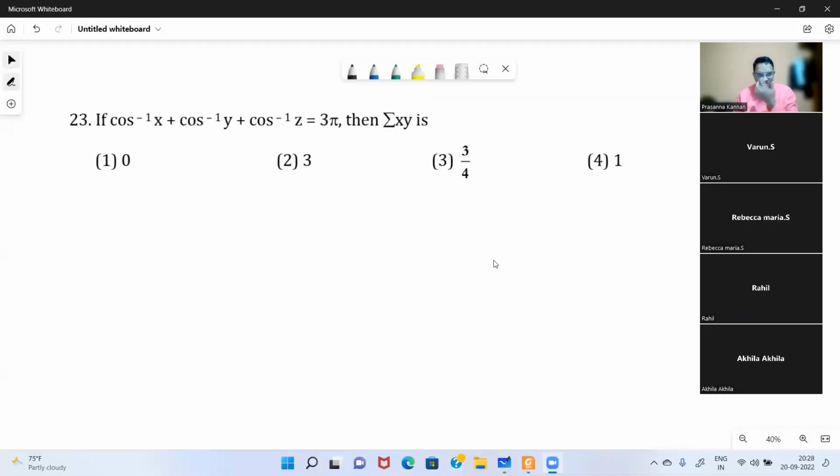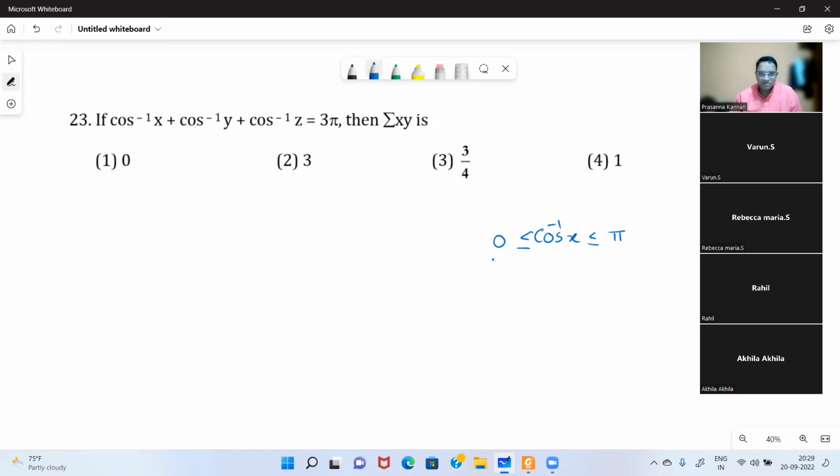Okay, now let's look at the next question, students. So we have, if cos inverse x plus cos inverse y plus cos inverse z is equal to 3 pi, then what is the summation of xy? First, we will find out this. See here, what is the maximum value of cos inverse x? Cos inverse x can lie between 0 and pi. X can lie between minus 1 and 1. But cos inverse x is an angle, then the angle can lie between 0 and pi.